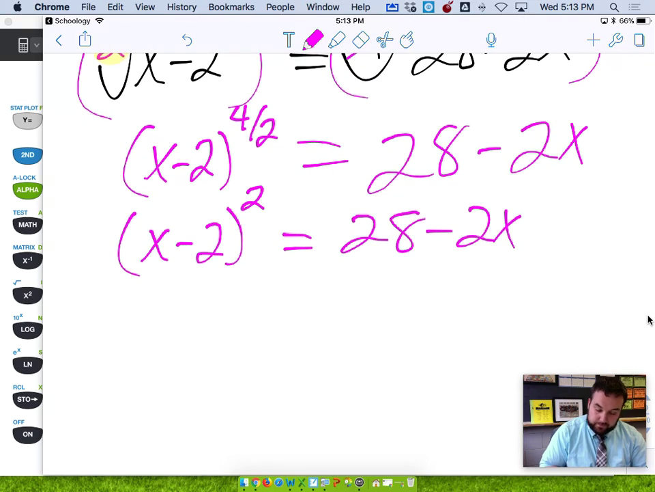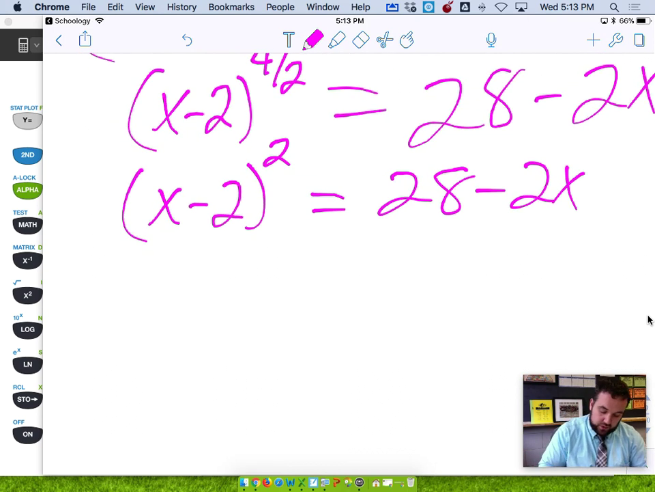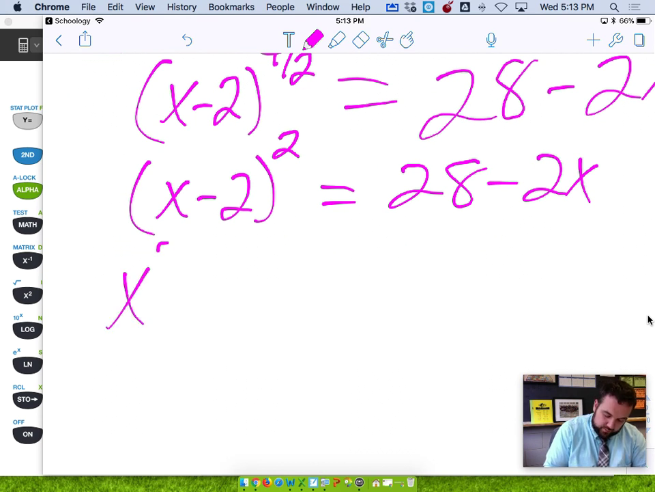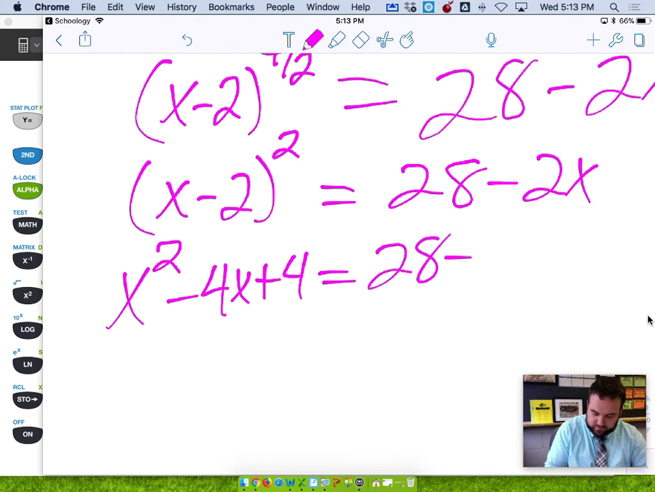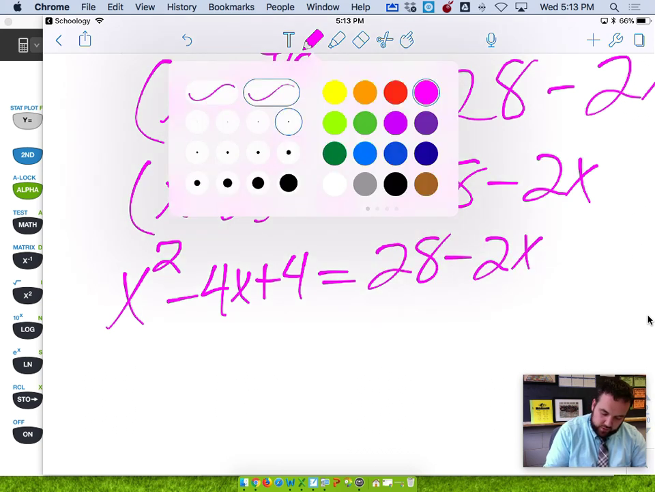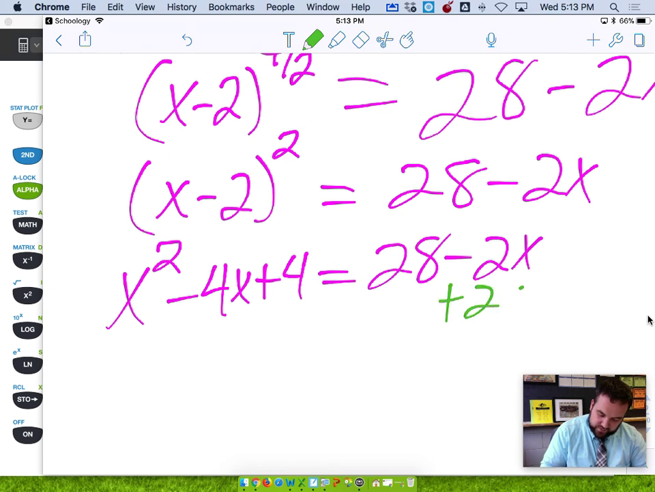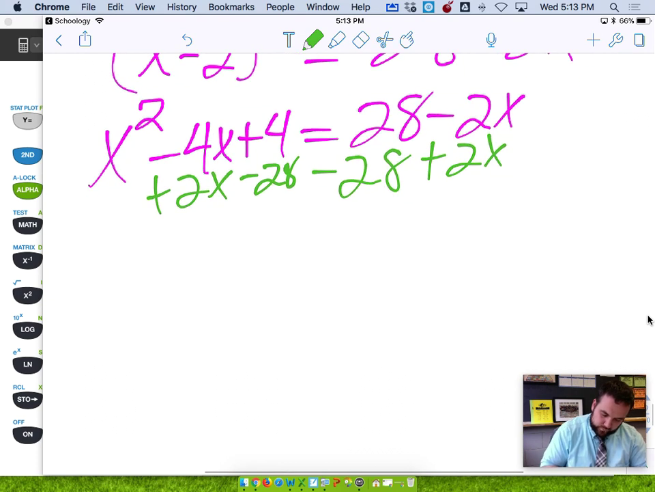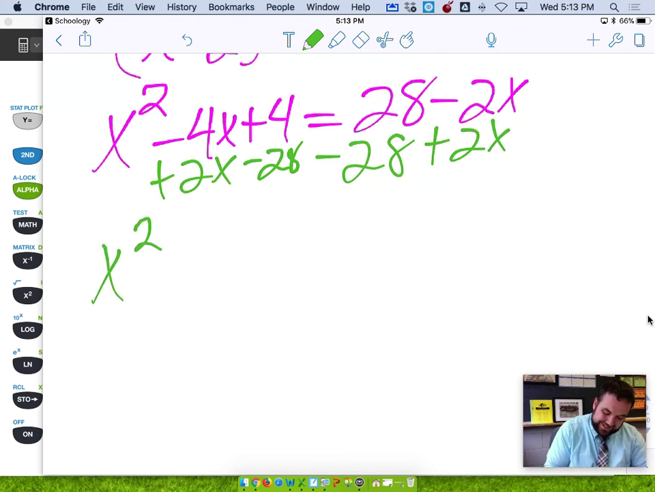Okay. Now again, FOIL, distribute, box method, whatever you want to do to square the left side. That's going to end up being x squared minus 4x plus 4 is equal to 28 minus 2x. I'm going to go ahead and get the right side equal to 0, since there's only 2 terms over here. So I'm going to add 2x and subtract 28 on both sides, leaving me with x squared. Negative 4 and positive 2 make negative 2x. 4 take away 28 is minus 24.